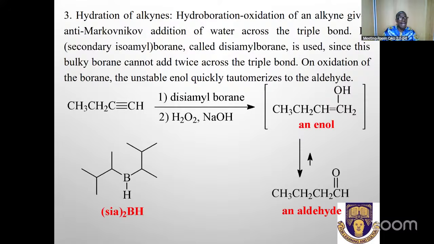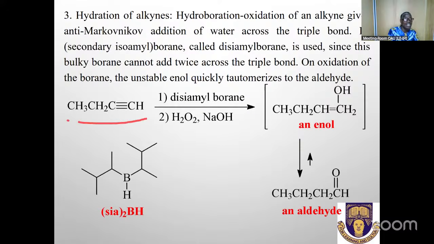Now, diborane, also called disiamylborane, is used for hydration of alkynes. This bulky borane cannot add twice across the triple bond. Therefore, on oxidation of the borane, the unstable enol quickly tautomerizes to give an aldehyde.